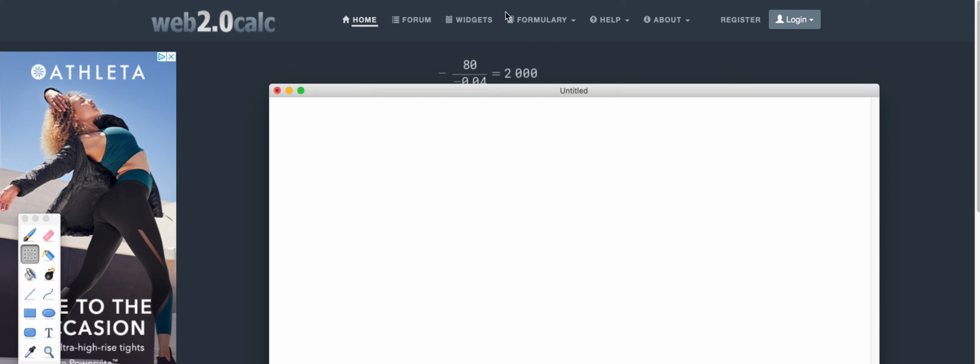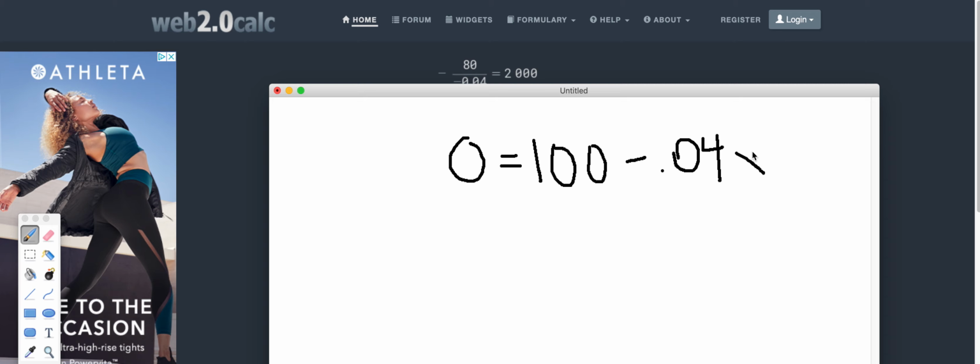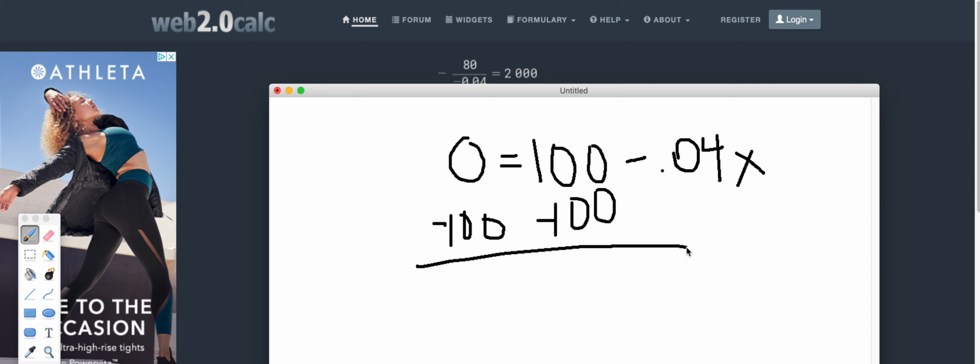Now, if I wanted to know where I broke even on this, so let's say I want to know where my rewards are going to equal that membership amount, I would do that as 0. So if you're looking for a break even, then we're looking at where does it equal 0. And we would subtract 100 from both sides, which should make sense, right? Because your rewards are going to equal that membership fee if you break even. And then you would divide both sides by that negative 0.04.